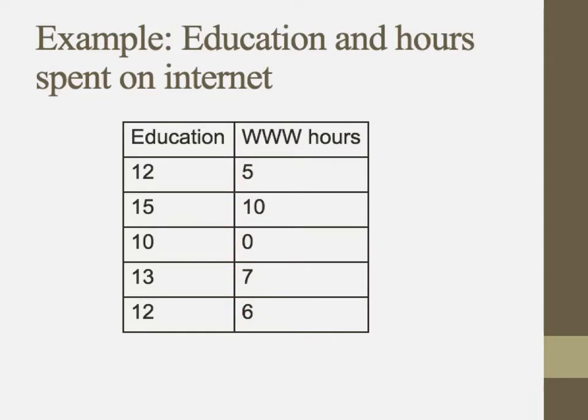So what we want to do is construct a scatter plot with this data. In order to do that, we need to identify which is the independent and which is the dependent variable. Now, education is going to be our independent variable. We're going to say that education has an impact or an effect on hours spent on the internet. So education is going to be our x, and our dependent variable, hours spent online, is going to be our y. And so that's how we're going to set up our table.